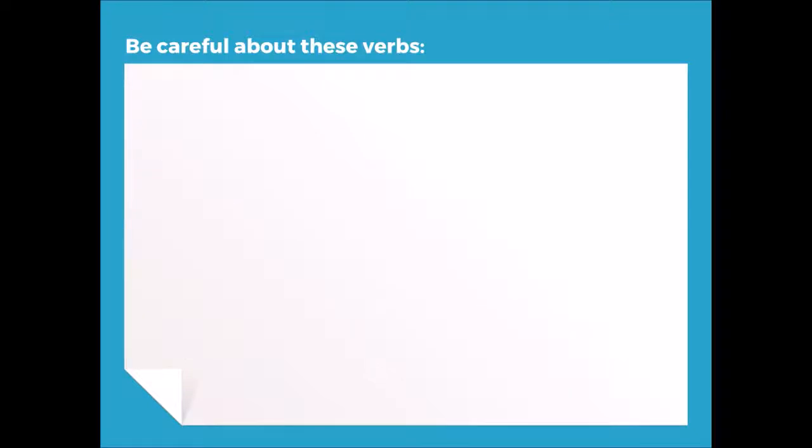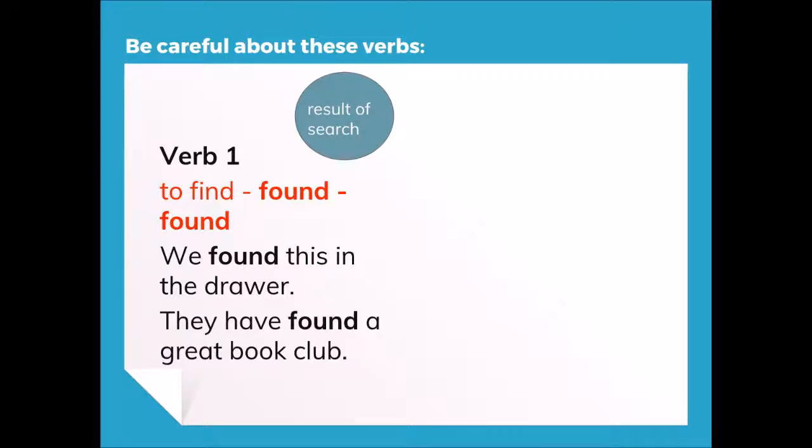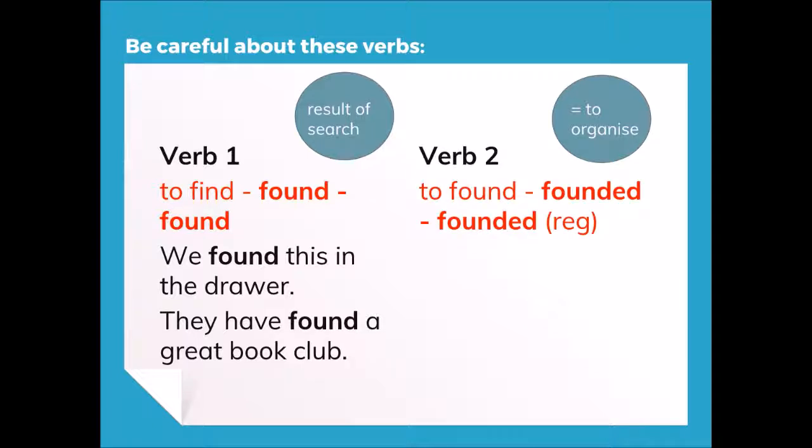Okay. The second pair is when we talk about the result of searching for something, and this is the verb to find, which has the forms found, found. For example, we found this in the drawer, okay, in the past, and they have found a great book club. So they were searching for a book club and they found it. It is the result of their search. And this verb is very often confused with the verb to found in the first form.